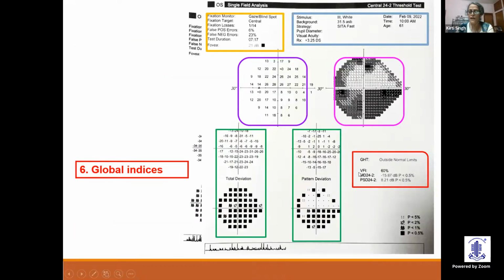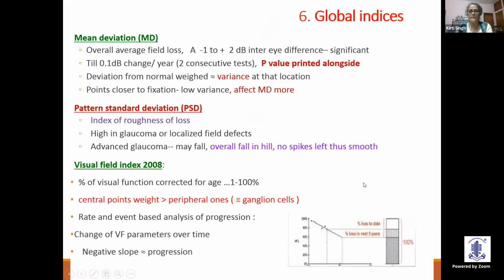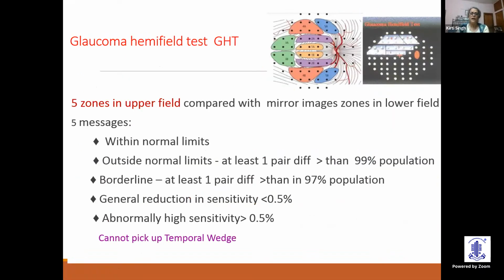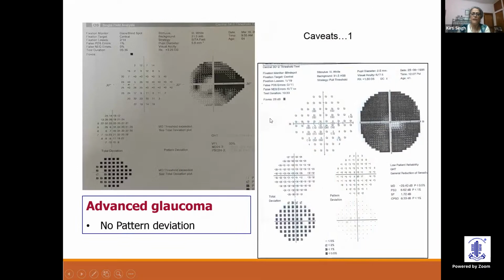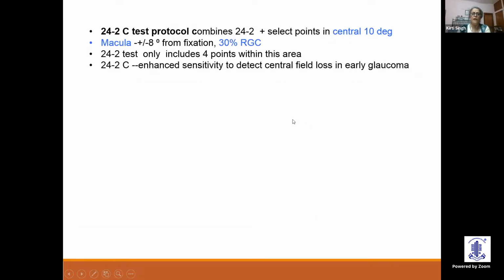And VFI, MD and PSD are the global indices. Glaucoma hemifield test has these 5 messages which we all talk about, but please remember glaucoma hemifield test will not be able to pick up the temporal wedge. Raw threshold data is not very often talked about. Only when you have advanced glaucoma, as I showed you in the caveats, when you have no pattern deviation, then you would go and look at the raw data.